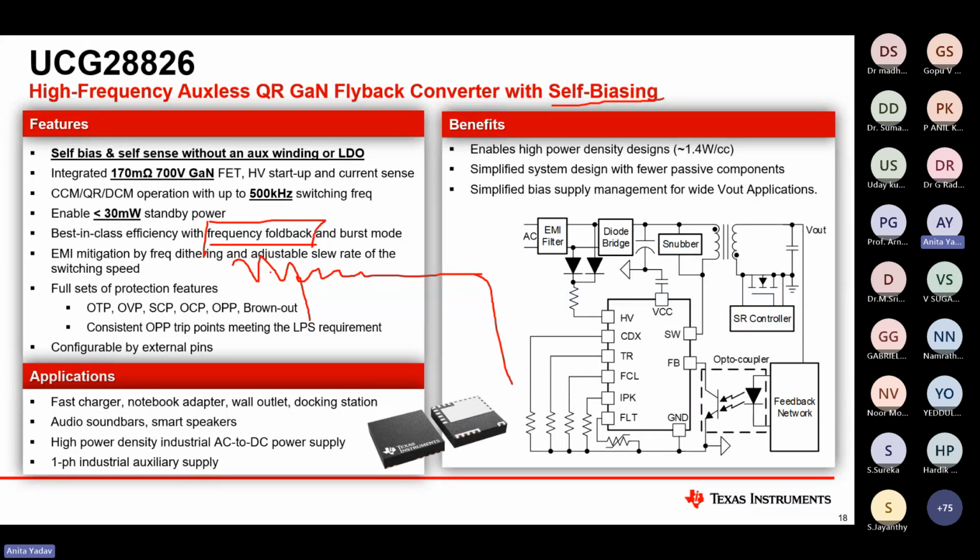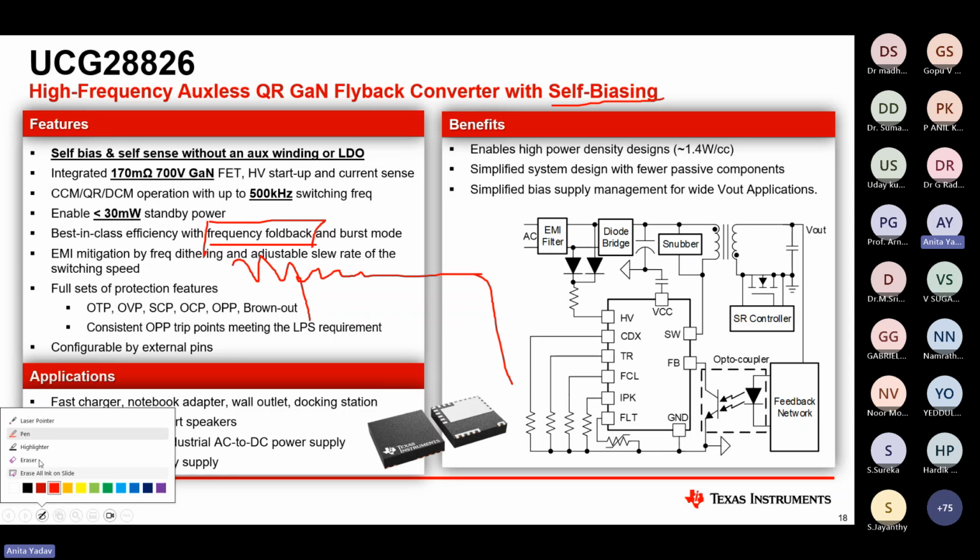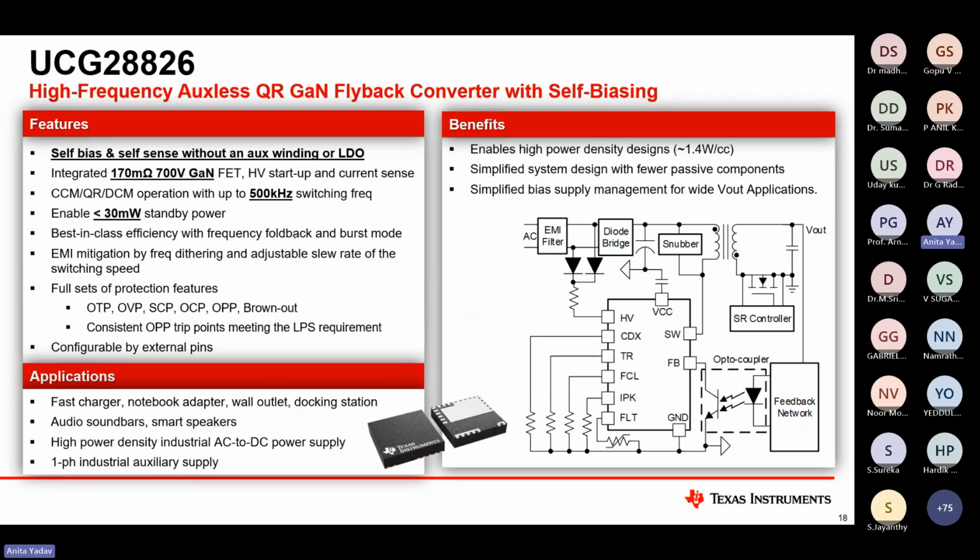This is called frequency foldback, and what happens with this is it reduces the switching frequency so much, which gives the advantage of improving the efficiency, and it also provides burst mode. It mitigates the EMI noise by the concept called frequency dithering, where the energy is spread into the spectrum such that the noise coupling is reduced within the board, and it should not get coupled back to our main line.